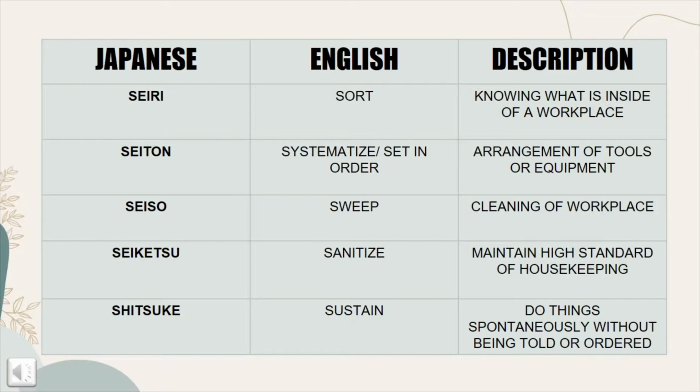The first S is Seiri, or sort, which means knowing what is inside of a workplace. Second is Seiton, or systematize, or set in order, which means arrangement of tools and or equipment. The third one is Seiso, or sweep, which means cleaning of the workplace. The fourth is Seiketsu, or standardize, which means maintaining a high standard of housekeeping. And last but not the least is Shitsuke, or sustain, which means doing things spontaneously without being told or ordered.